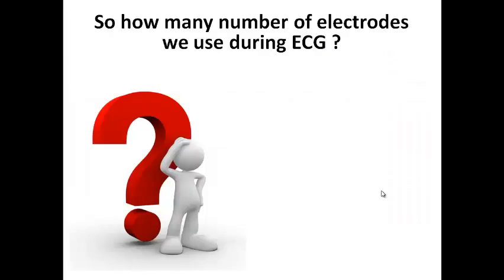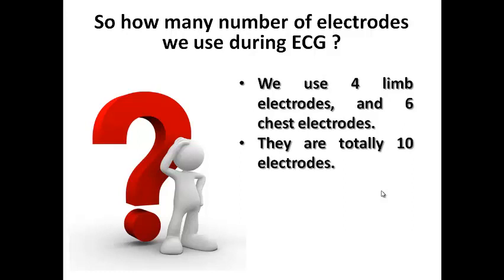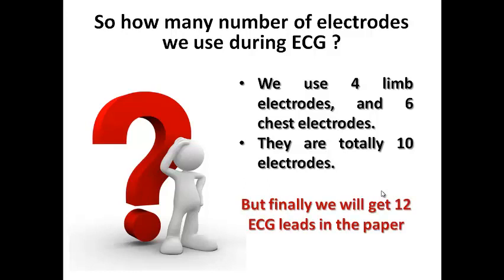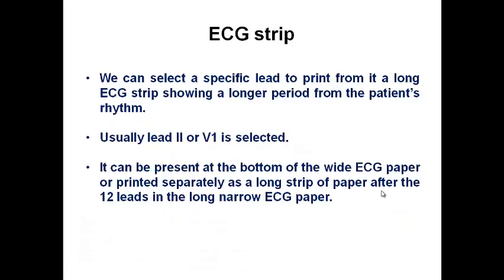So if we want to say how many electrodes we use during ECG, we use 4 limb electrodes and 6 chest electrodes. So there are totally 10 electrodes attached to the patient. As we can see, we have 6 chest leads attached to the anterior chest wall of the patient, and we have 4 limb leads to his 4 limbs. But the net result is that we will get 12 ECG leads in the paper. So don't be confused that we are going to see 12 ECG leads in the paper, but we are using just 10 electrodes attached to the patient's skin.